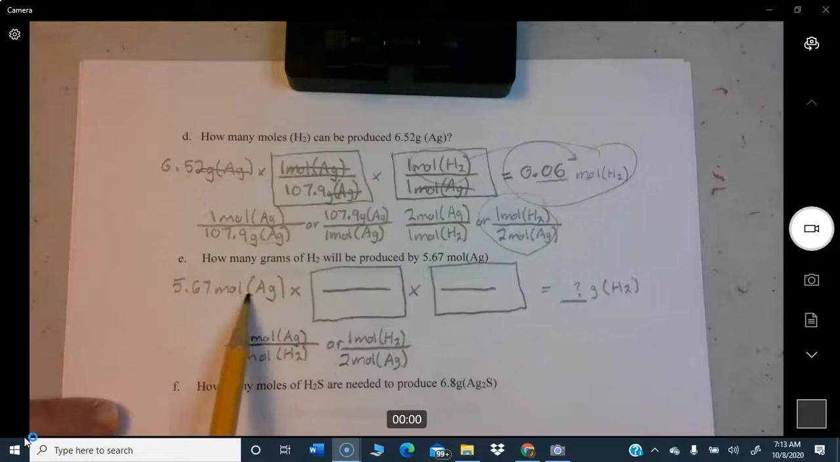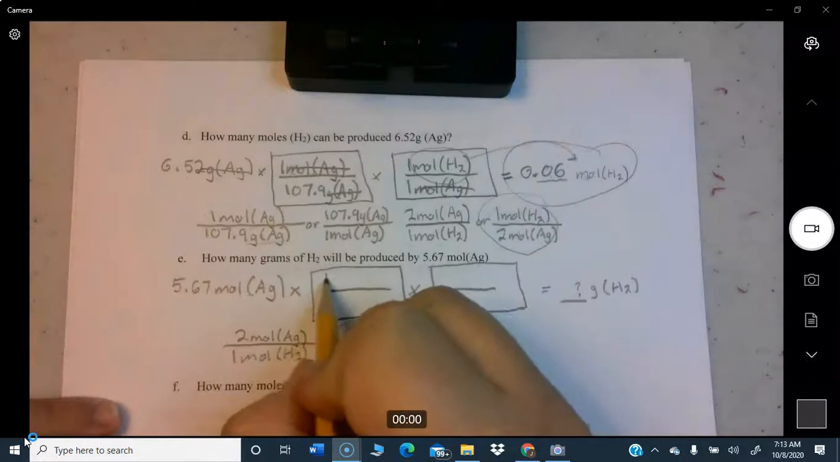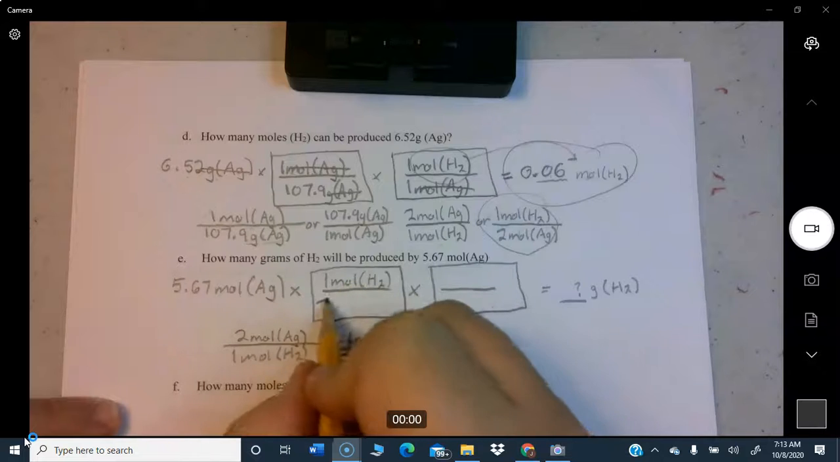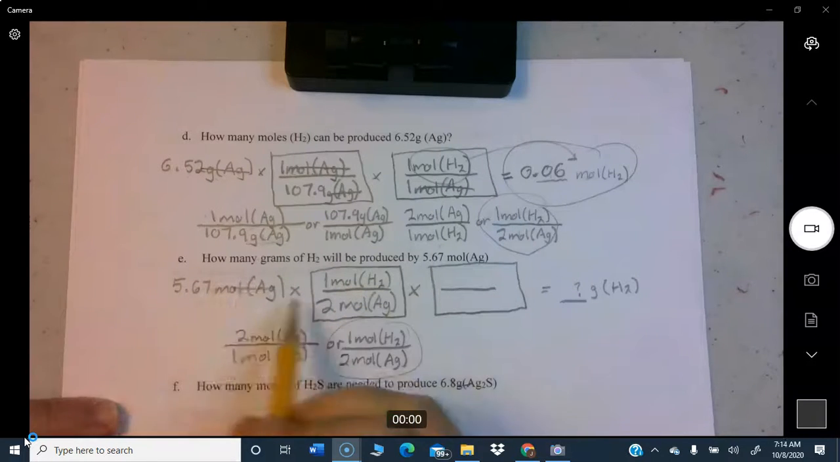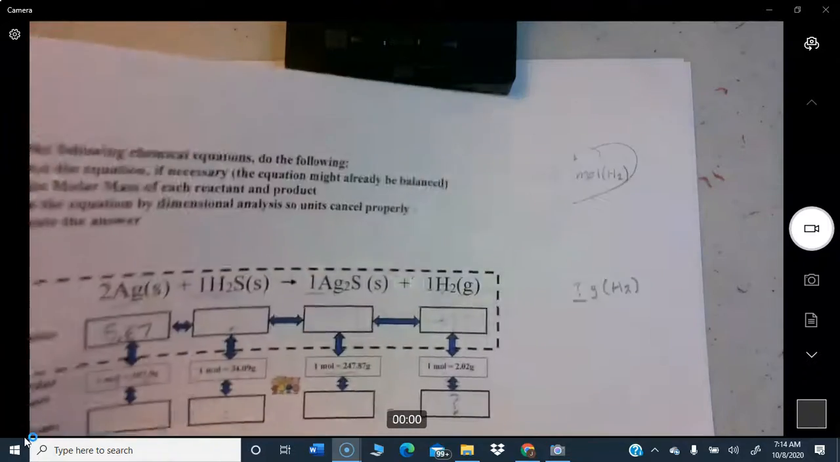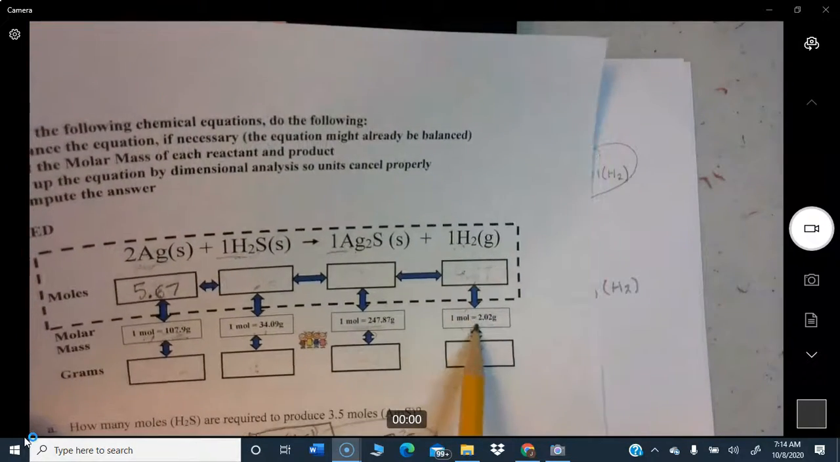Okay, we need moles of Ag to cancel out because it doesn't appear in the final answer. That means it has to be on the bottom. So it's going to be this ratio right here. Cancel that and that. Okay, now we have to get out of the chemical equation using the molar mass.